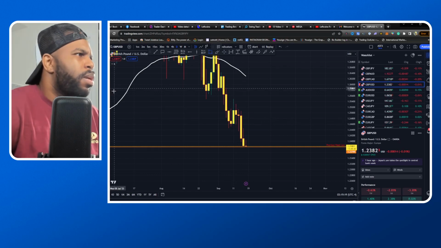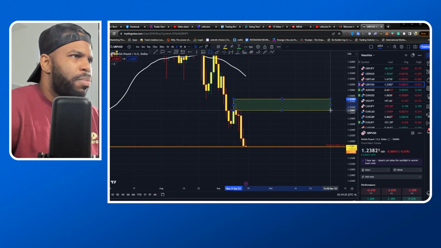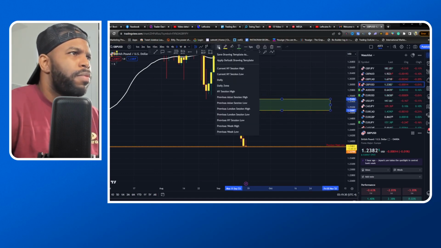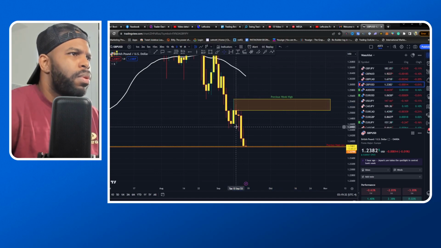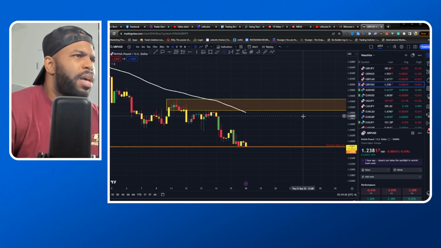So it looked like Monday was the previous weekly high. That's a big zone, so I'm probably going to tighten it up on the 4 hour. But I'm going to go ahead and name this the previous weekly high. Okay, let's go to the 4 hour and see if we can tighten it up just a tad bit.